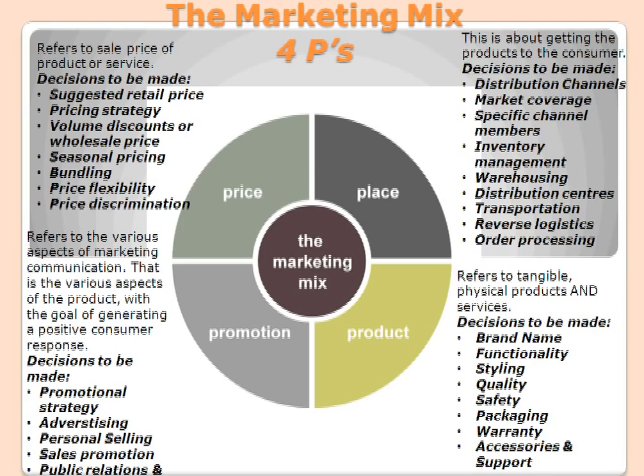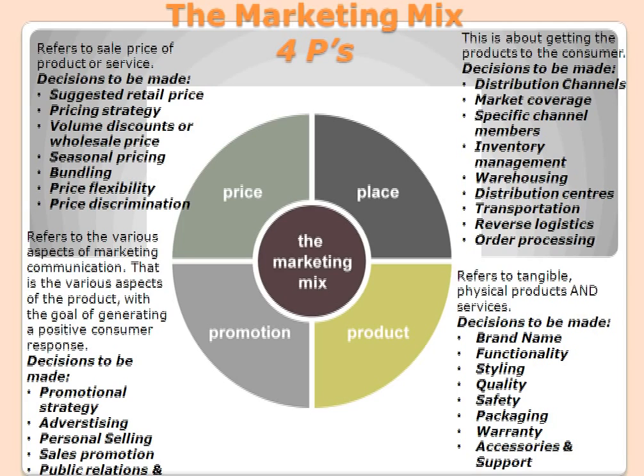This is distribution. We use place because it's another P and we want to keep it simple with the 4 P's. But getting the product to the consumer is all about place, and so therefore we need to decide distribution channels, market coverage, so how extensive we're going to sell it, specific channel members, who's going to be responsible along the way, inventory management, warehousing, distribution centers, transportation, planes, trains, automobiles, that kind of thing, reverse logistics, which is a whole other concept in itself, really trying to make distribution seem a lot more complicated than it is, and then order processing.